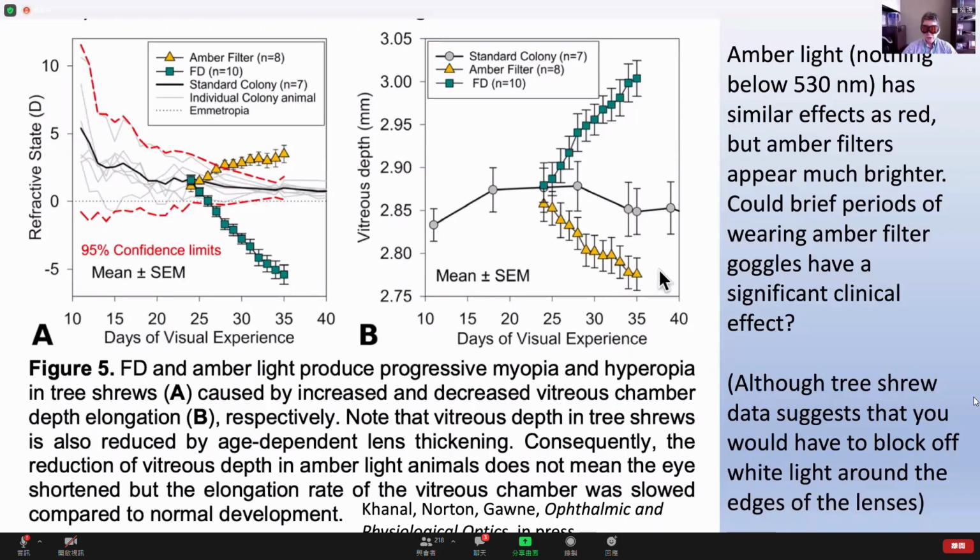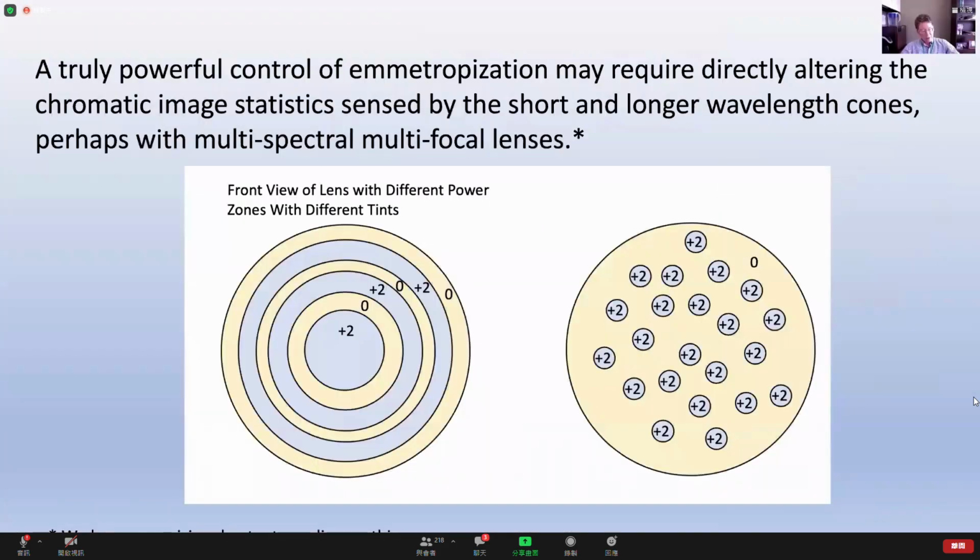So could brief periods of wearing amber filter goggles have a significant clinical effect? Although some of the other data we have from tree shrews suggests that you couldn't just have tinted lenses, you'd actually have to block off the light around the side. A truly powerful control of emmetropization might require directly altering the chromatic image statistics as sensed by the short and longer wavelength cones. One thing we've hypothesized is multispectral multifocal lenses.